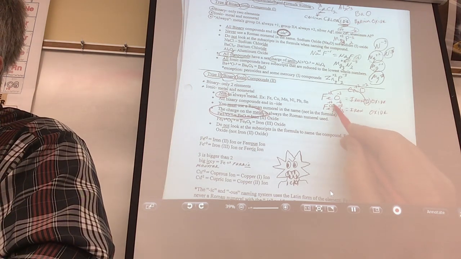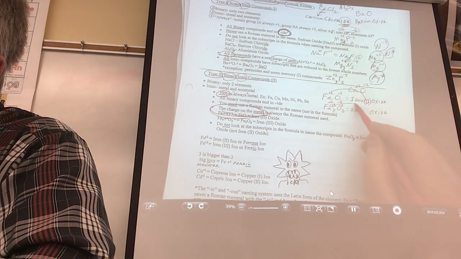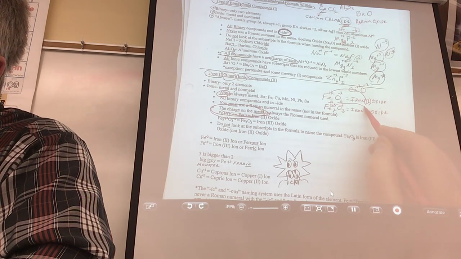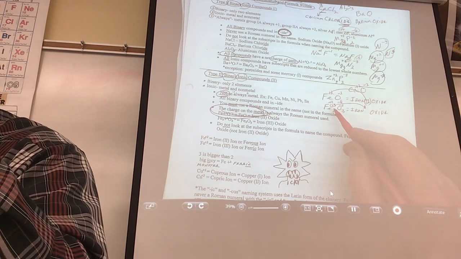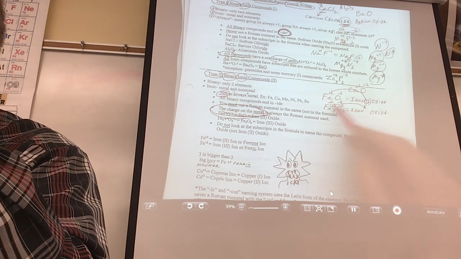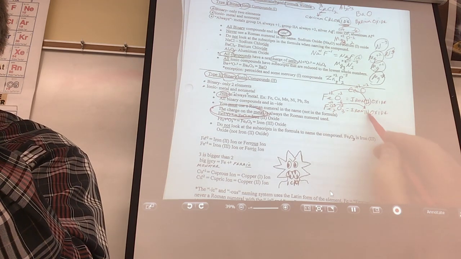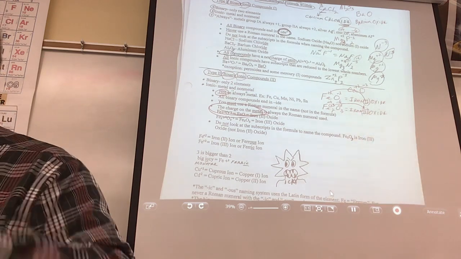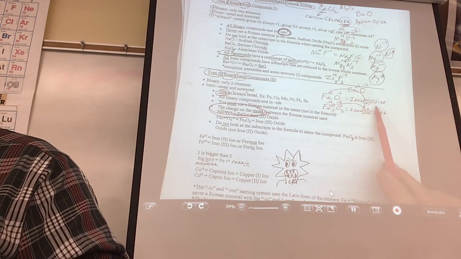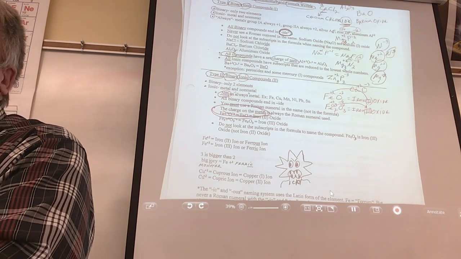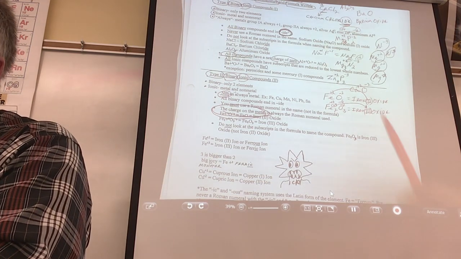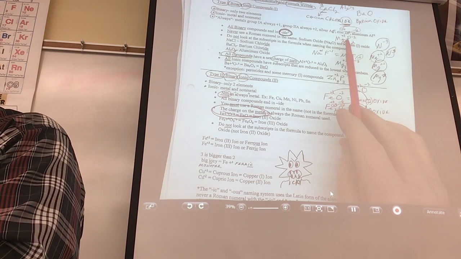+3. Now, what does the charge on the metal become? What's the charge on each iron? +3. So that becomes the Roman numeral. All right, so look at this. Iron 2 oxide, iron 3 oxide. Now, this is where we take a little breather. You will never use a Roman numeral for type 1.